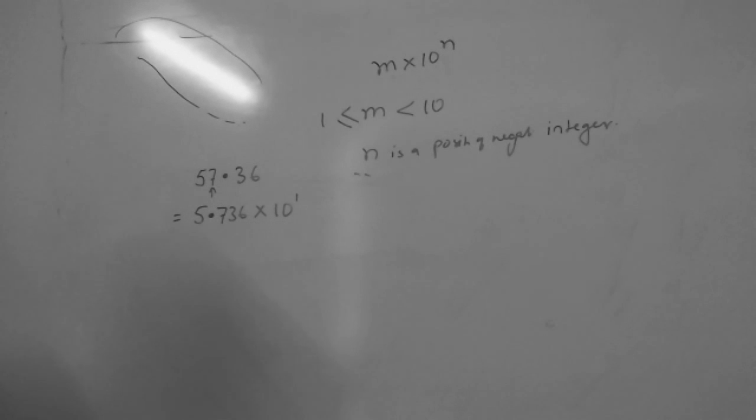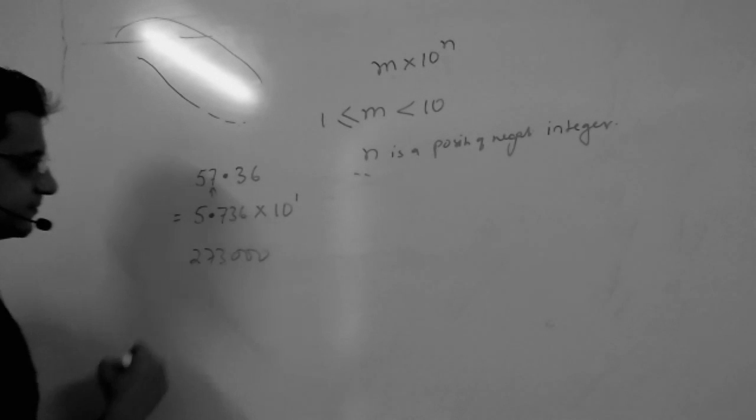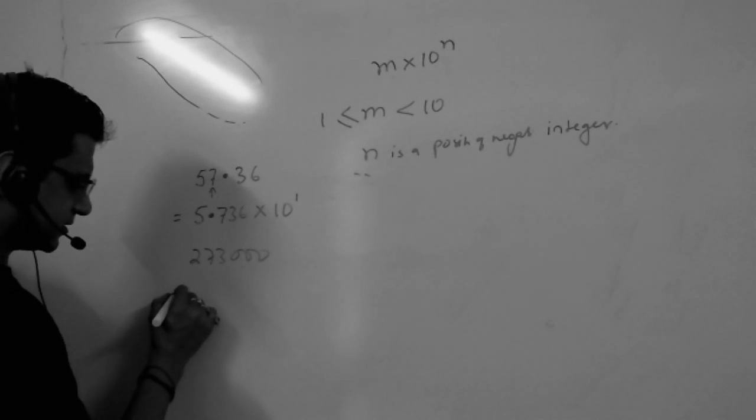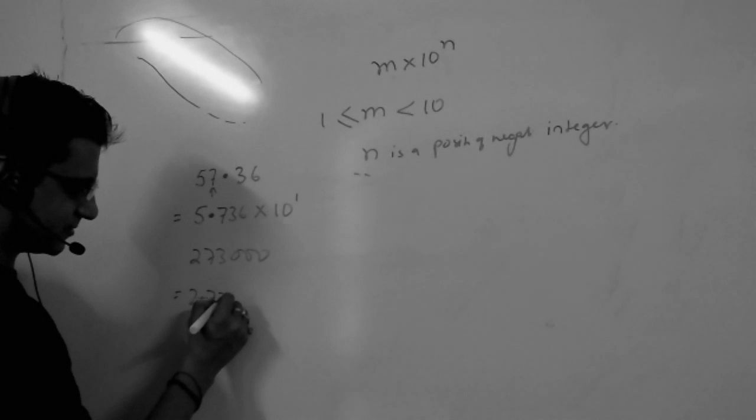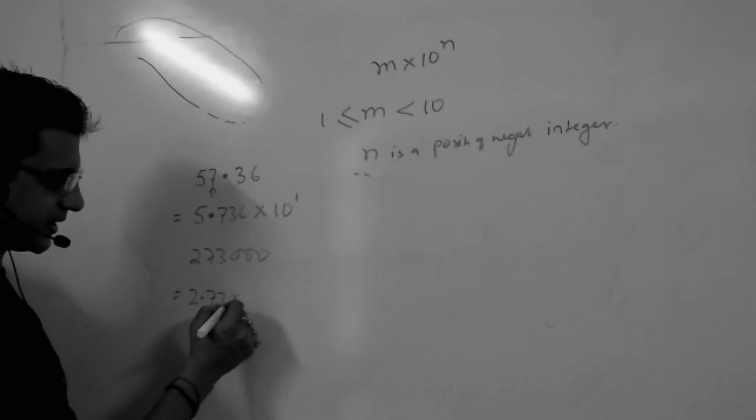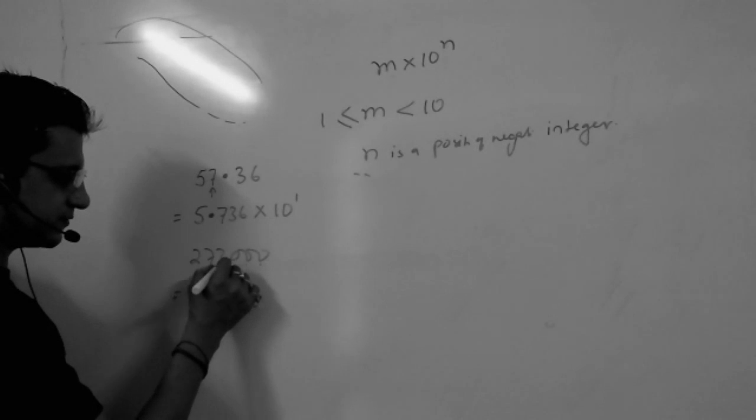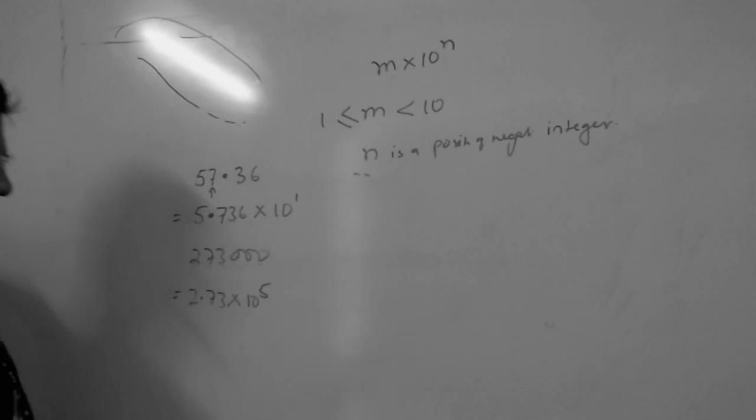Okay. 2 3 2 7 3 1 2 3. So you write 2.73. Multiply by 10, and how many places have you pulled back? 1, 2, 3, 4, 5. So 5. Very easily you are writing it into standard form.